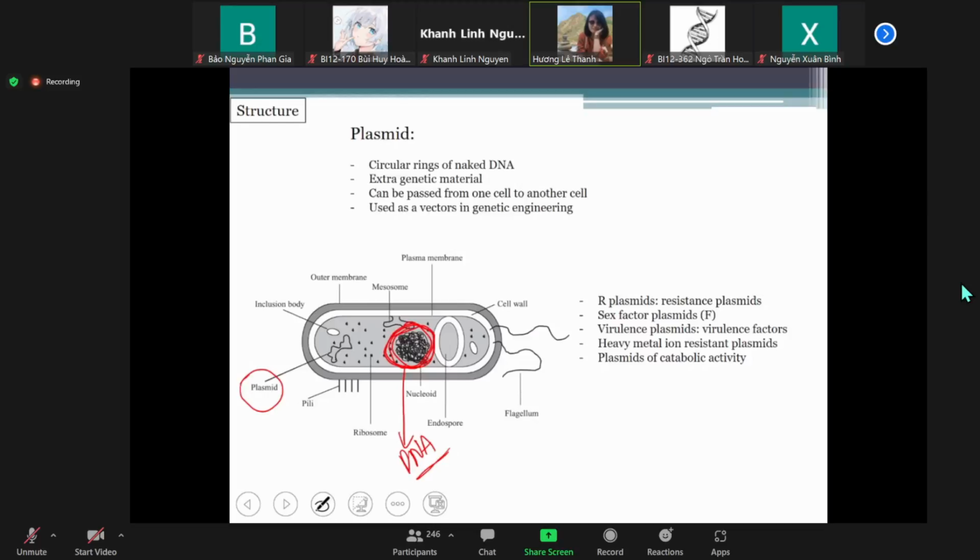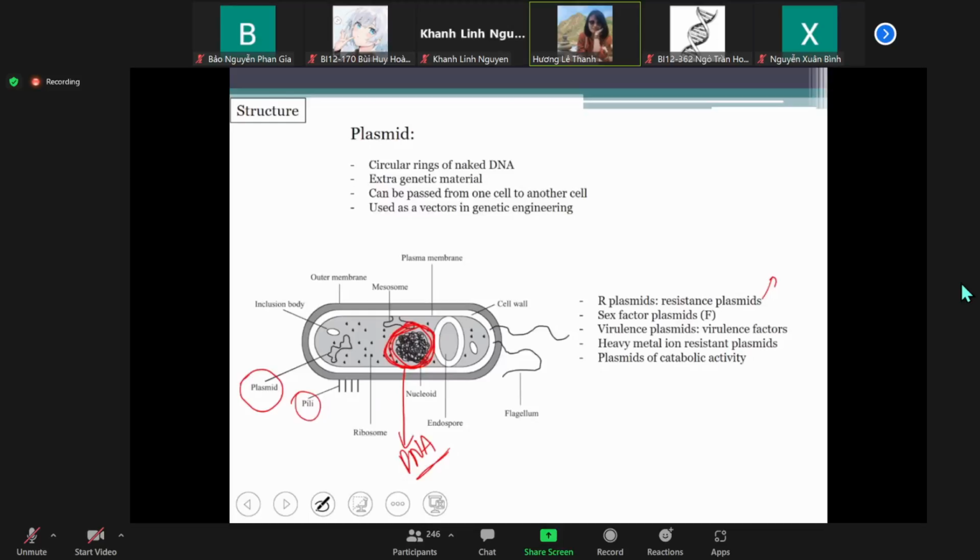When using the pili here, they can transfer the plasmid from one to another. And we also use plasmids as vectors in genetic engineering. We have several types of plasmids, like the R plasmids. They contain the genes responsible for resistance to a drug, so we call them resistance plasmids. For example, bacteria that contain an R plasmid contain genes that code for resistance to antibiotics, right?